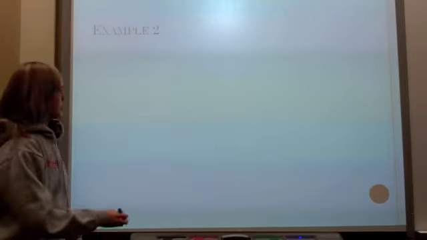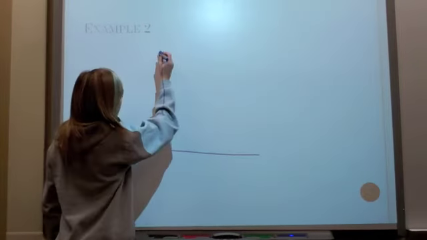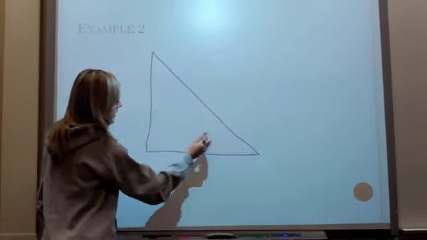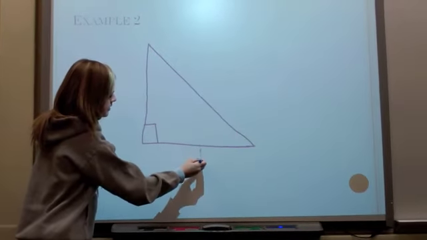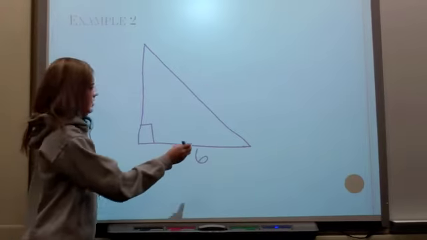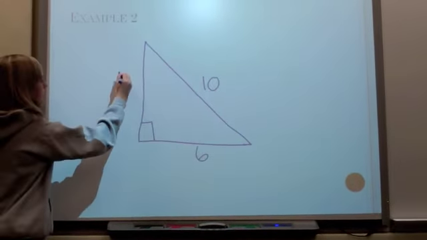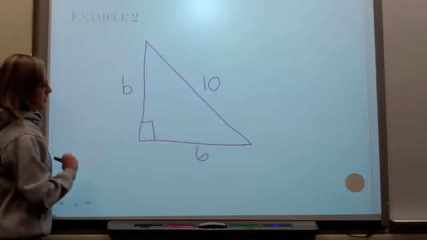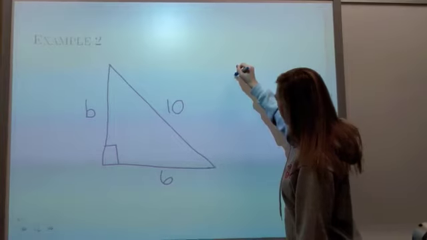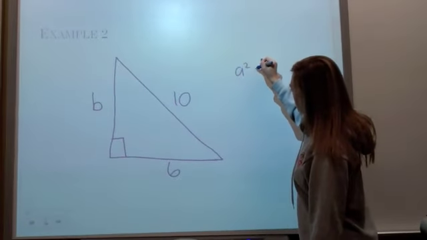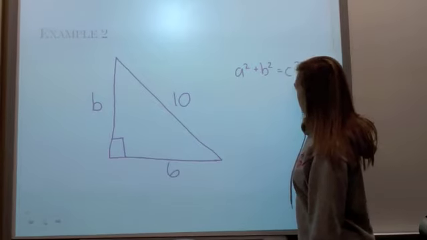Here's our second example. For this example, let's take a right triangle where we know the length of one side, 6, and the length of the hypotenuse, which is 10. So for this example, we're going to be solving for b. So let's take the formula that we learned earlier: a squared plus b squared equals c squared.